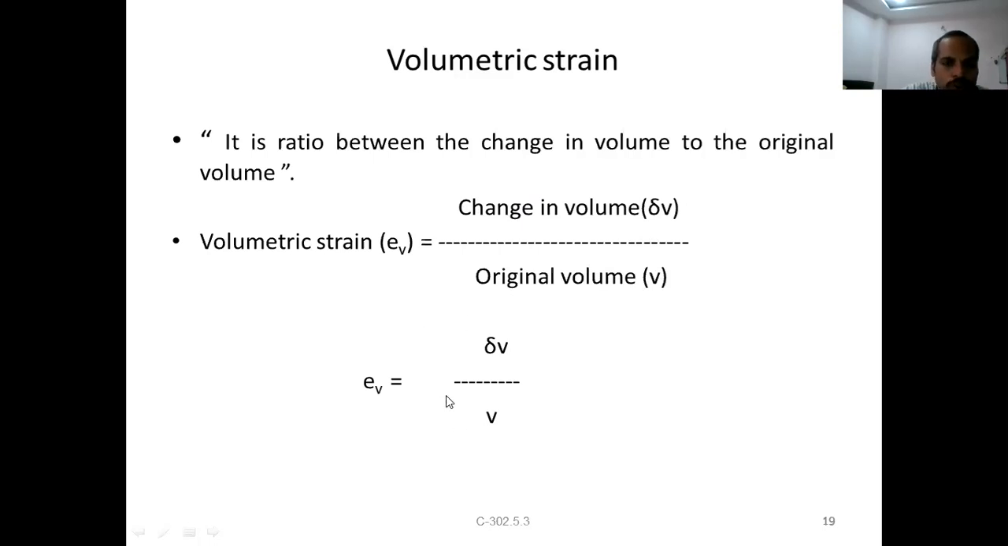So volumetric strain, epsilon V, is equal to delta V by V, change in volume by original volume. Again, it is a strain, so it does not have any units. Strain is nothing but dimensionless, so no units.